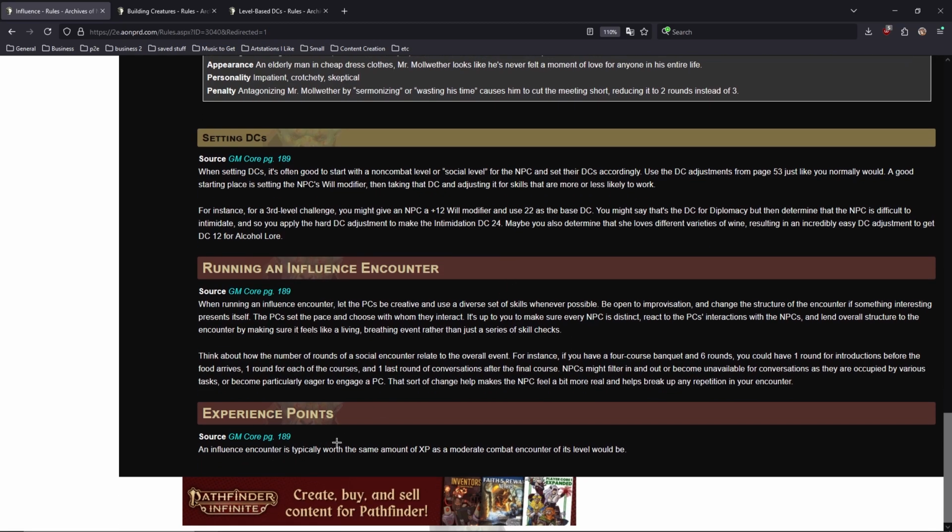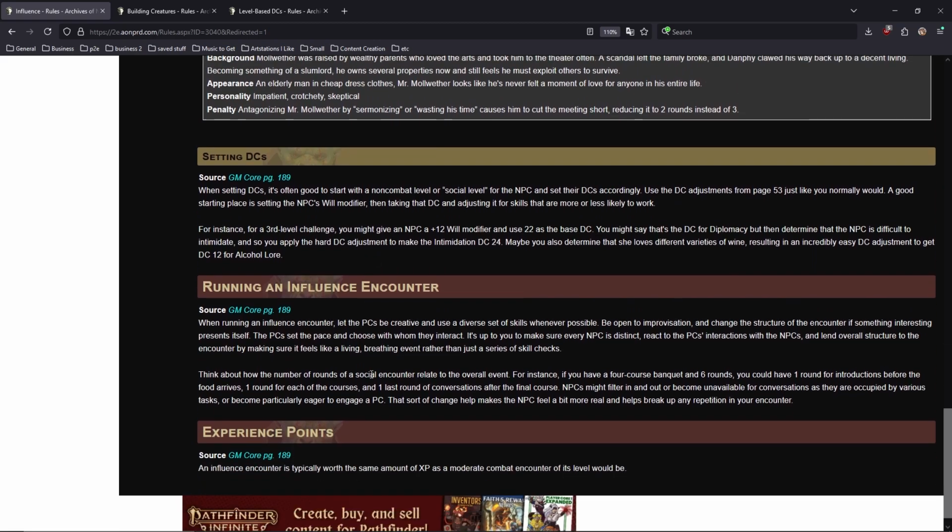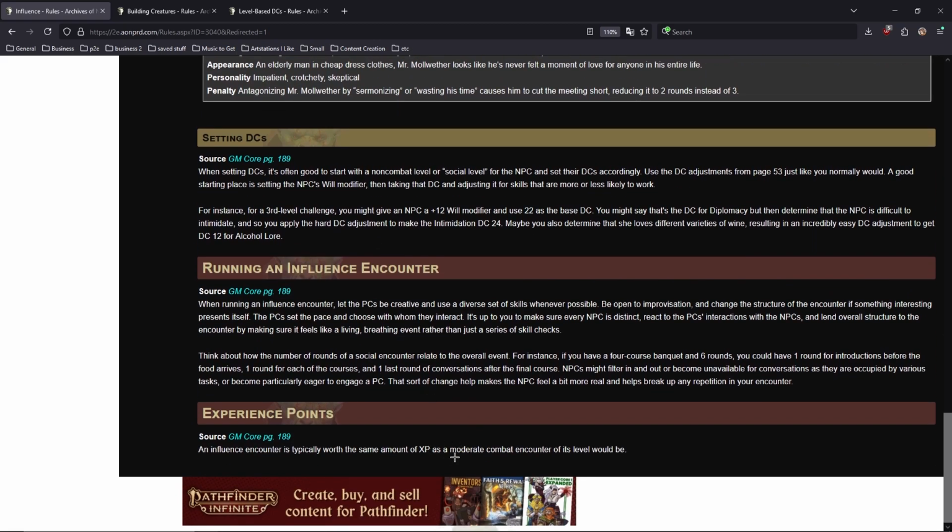And influence encounters as a type of social encounter are worth the same amount of XP as a social encounter would be, which is to say, you can equate it directly to combat encounters as far as XP goes.